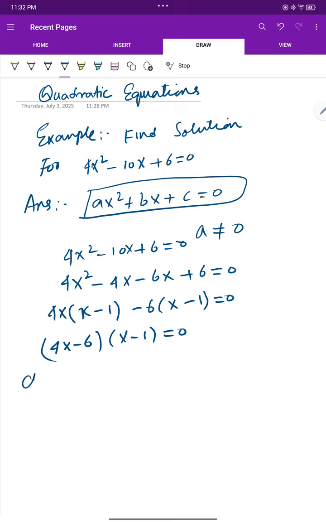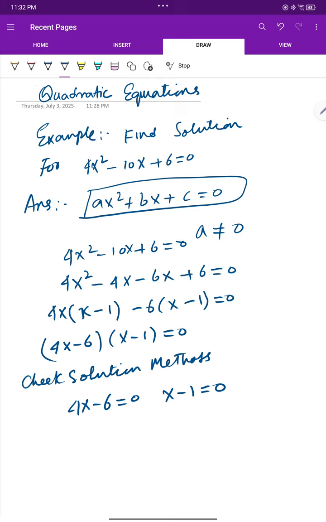So how do we check the solution? What is the solution method? Remember that in the definition, the equation must satisfy all the solutions, the whole solution set. So how many values do we have for x? You're going to find them, it's an exam question. 4x minus 6 is equal to 0, or x minus 1 is equal to 0. That's how you're going to do it.